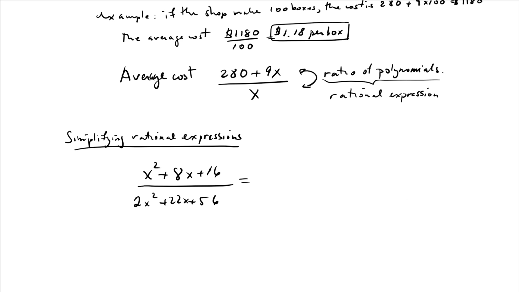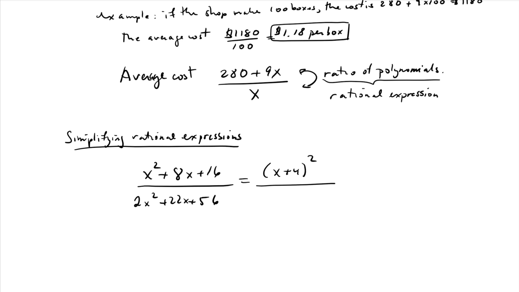So let's factor the top part. x squared plus 8x plus 16. That's case 1, right? But it's actually even more than case 1. It's a perfect square. 16 is 4 squared, and the middle term is 2 times 4 times x. So this is actually a perfect square at the top, x plus 4 squared.